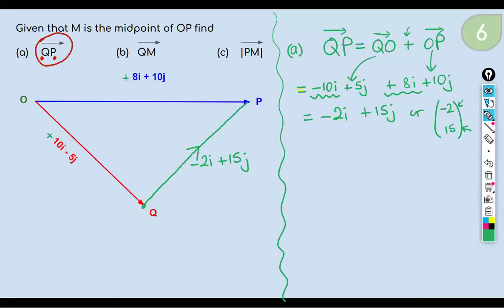Right, I'm looking through the answers. Some people had the opposite answer because they went from P to Q by mistake. This question says QP. You're starting at Q. Gotta be careful, right? Great. Look for your mistakes. And we're going to work out QM quickly. I want to finish this question quickly and move on to some harder stuff today.